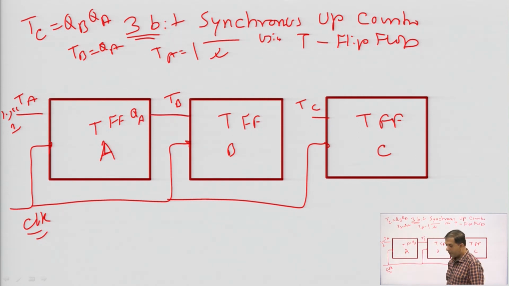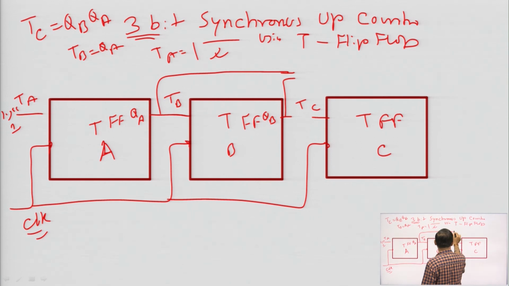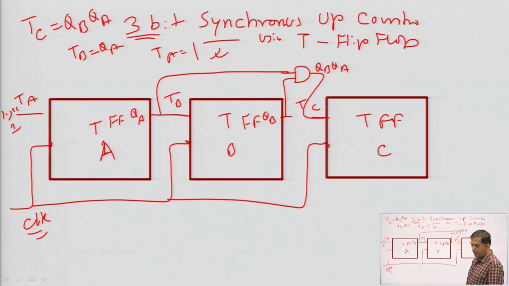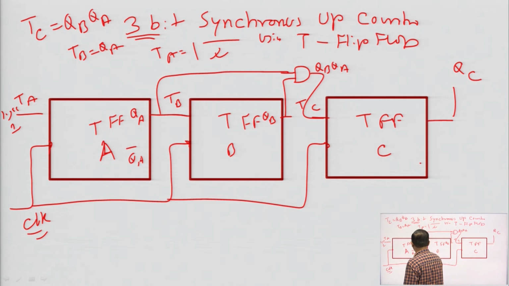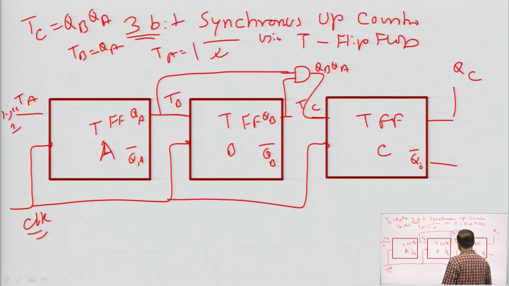Now, the third one is TC is equal to QB and QA. So, this is QB and this is QA, then it will be an AND operation and it will be given to TC. Clear? So, this is QC and this is QC bar, QB bar and QA bar. So, this is the final counter design for the 3-bit synchronous up counter.